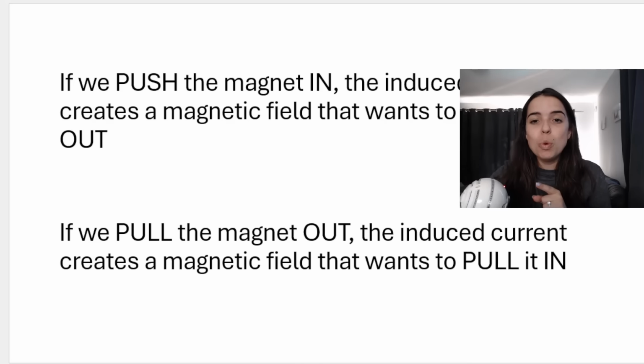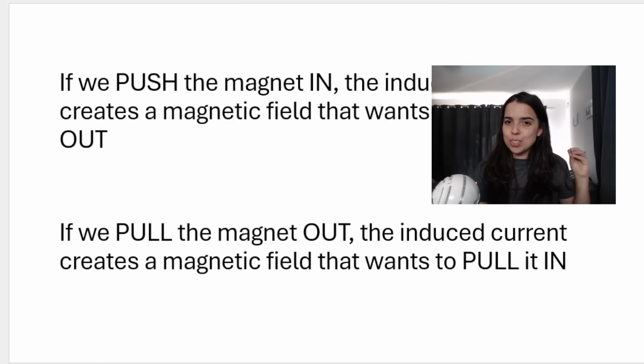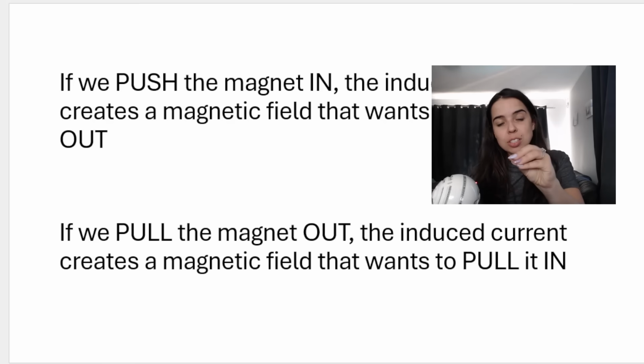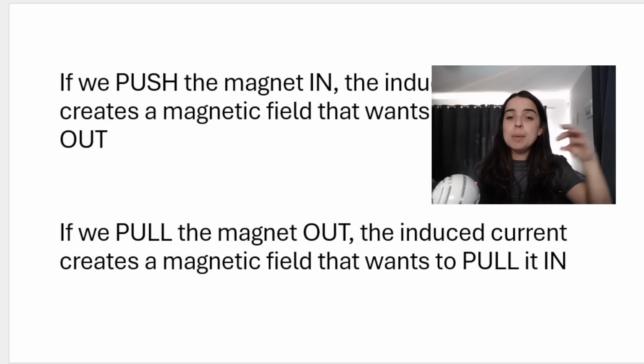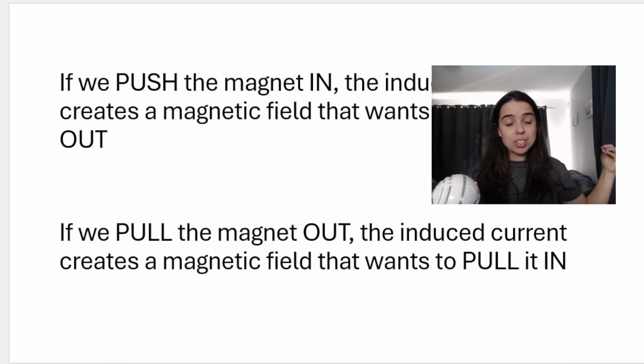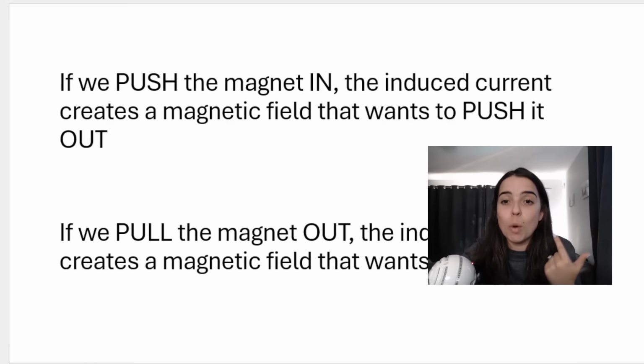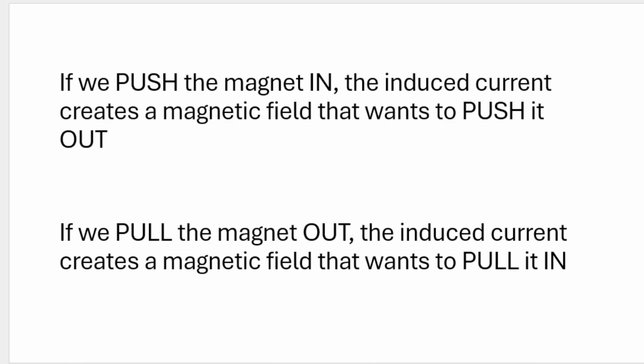However, if we pull the magnet out, the induced current creates its own magnetic field that wants to pull the magnet back in. So it wants to do the opposite. If we push the magnet in, the induced current will create a magnetic field that wants to push it out. If we pull the magnet out, the induced current creates a magnetic field that wants to pull it in. So just keep remembering that it wants to do the opposite. Now, what do we mean by opposite?